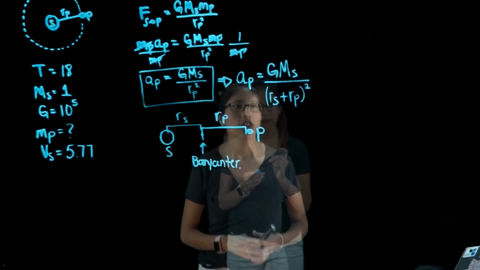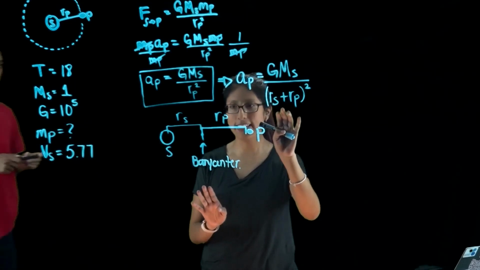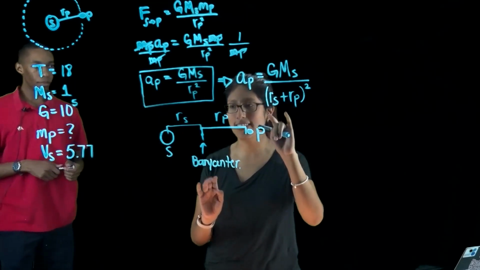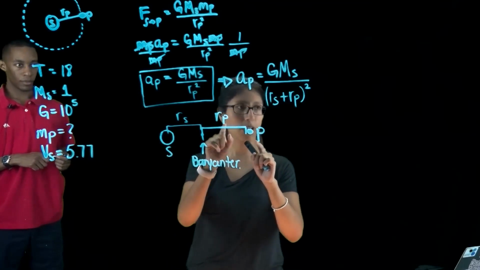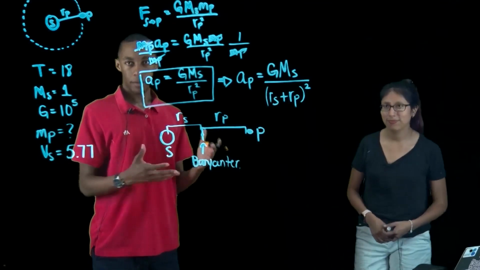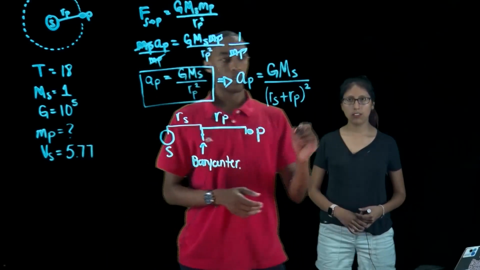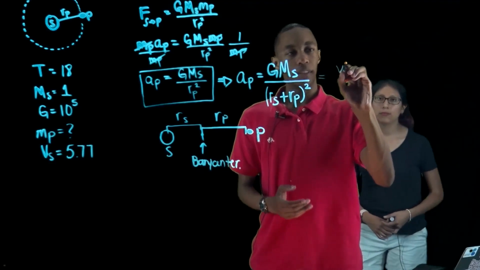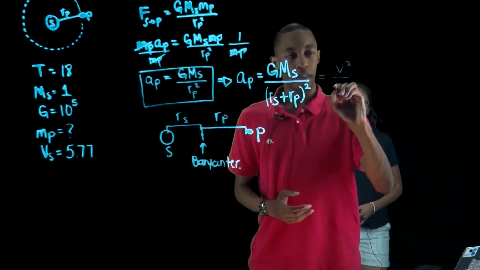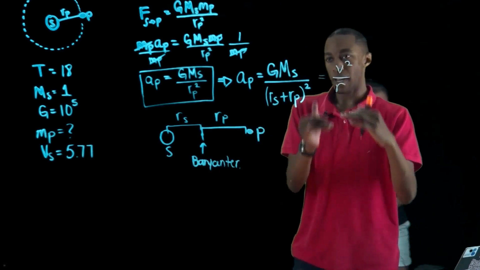So now we're using the radius of the sun plus the radius of the planet, because this is the distance between the two objects, which is the sun and the planet. We have Rs plus Rp. And our object, remember, is still undergoing uniform circular motion. And for uniform circular motion, the acceleration is supposed to be equal to the velocity squared divided by the radius. Now we can ask ourselves, what velocity is this and what radius is this?